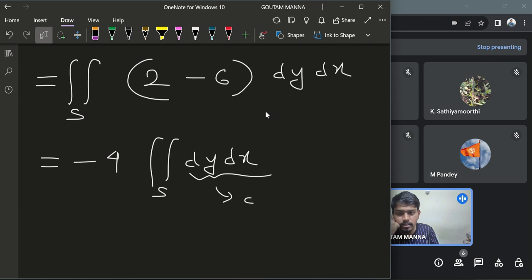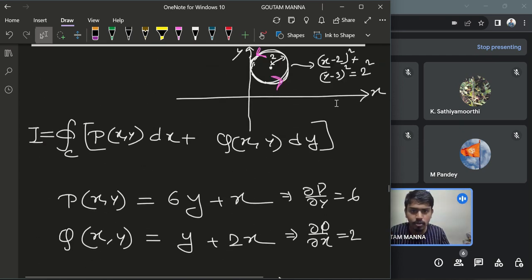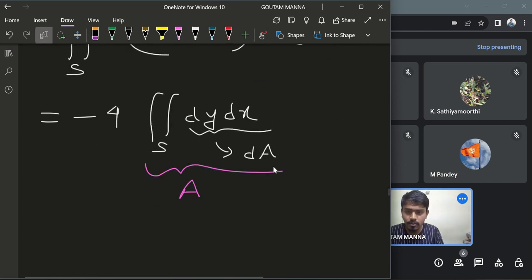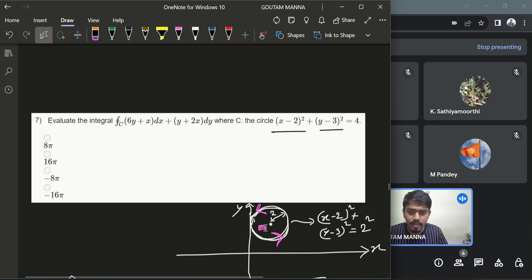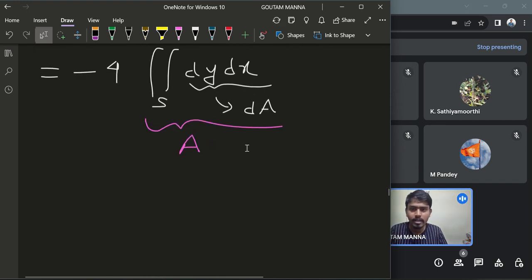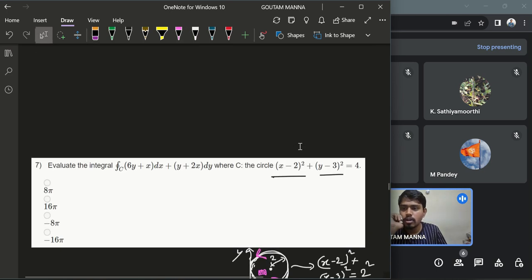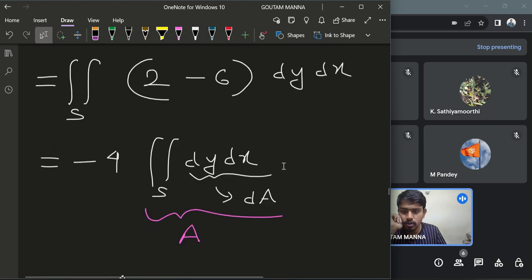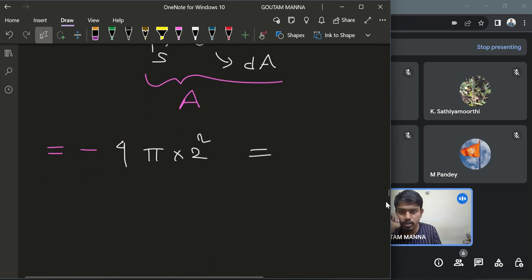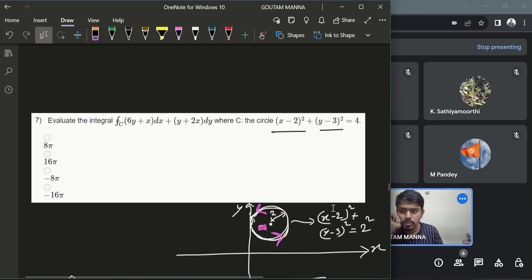Now this dy dx is basically dA, the surface element, and we are asked to integrate in this region. So what will it give? This will give the entire area of this circle, since we are adding all the small area elements within the boundary. So it will be minus 4, and the area of this circle with radius 2 is pi times 2 squared, so 4 times 4 is 16, so minus 16 pi. So the correct option is minus 16 pi.